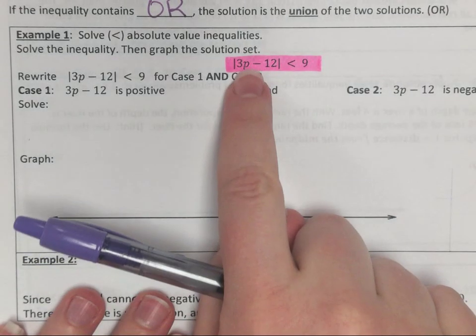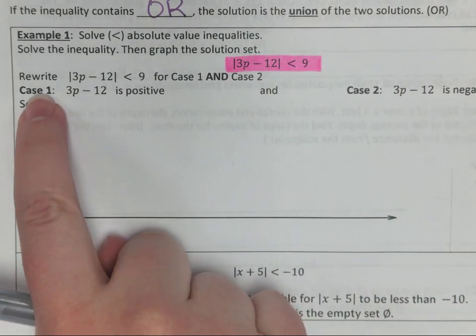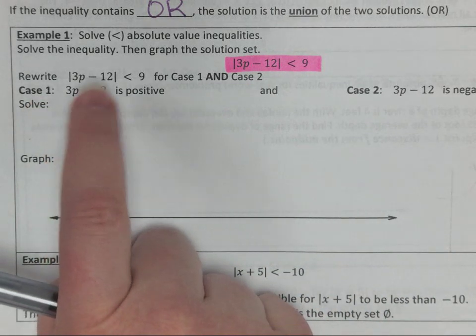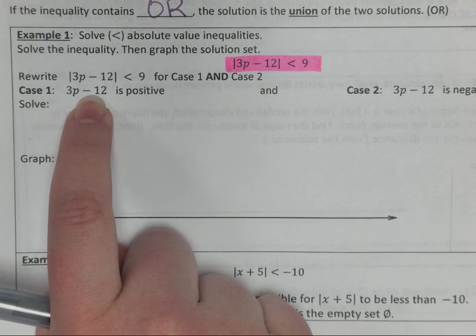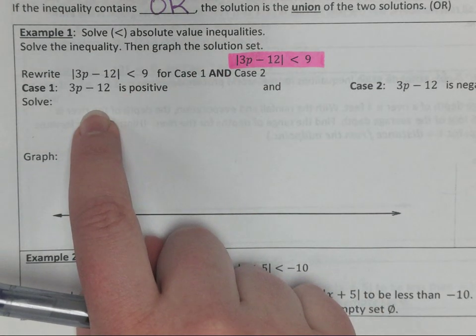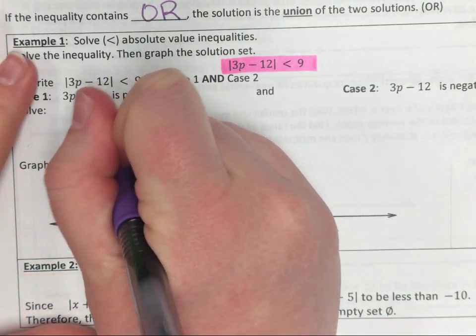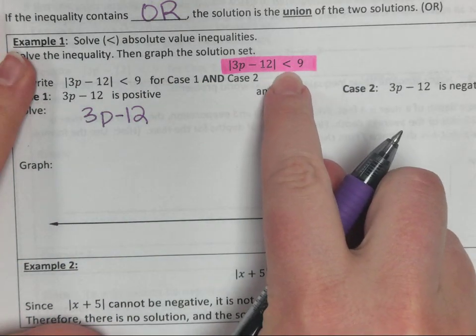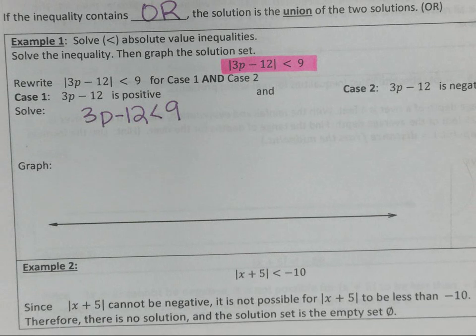okay? So since we have absolute values, that means we have to do 2 cases. So case 1, we're going to assume that the inside is positive. So if the inside is positive, is anything going to change? No. We're literally going to just copy this down exactly as is, except I'm going to drop the absolute value bars because we're assuming that it's going to be positive on the inside. So 3p minus 12 is less than 9. That's our case 1. Do y'all want to go ahead and solve this one first or look at case 2? Look at case 2. Okay, we'll solve it.